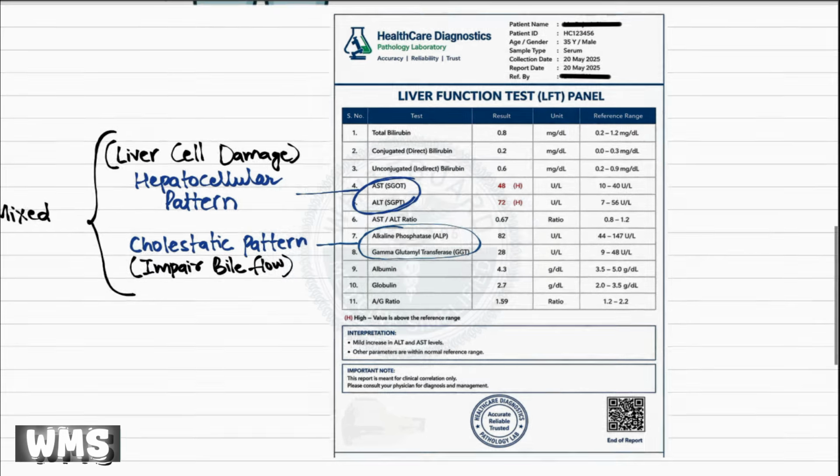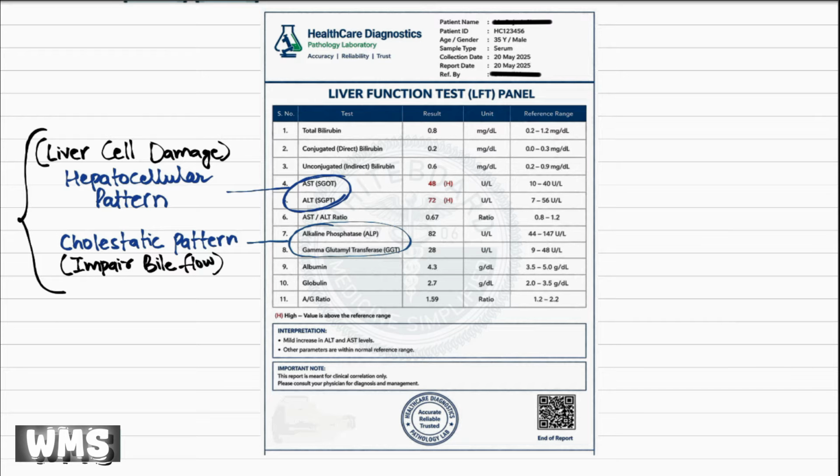cholestasis are present. Along with these injury patterns, we also assess bilirubin levels, which include total, direct, and indirect bilirubin, which help us understand bilirubin metabolism and the type of jaundice, as well as proteins like total protein, serum albumin, and globulin, and their ratio, which reflect the synthetic function of the liver. So the key to interpretation is not just reading numbers, but identifying the pattern these parameters are forming, and then using that to understand what type of liver dysfunction is present.